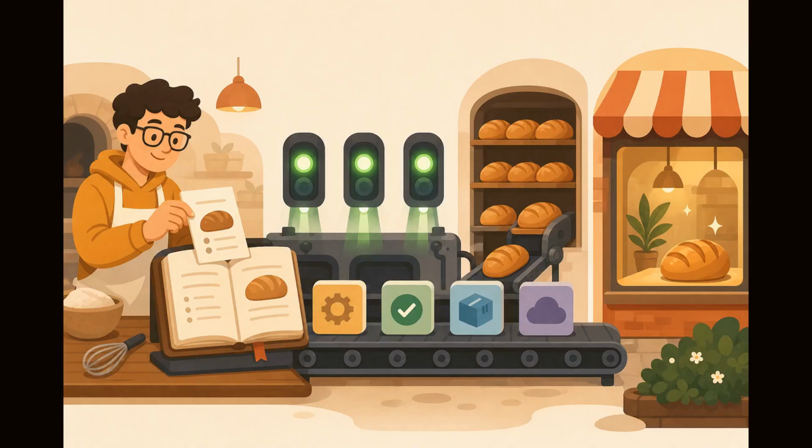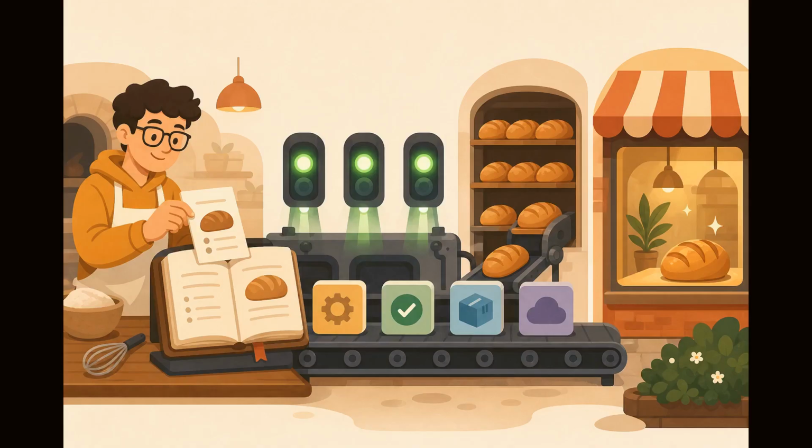CD has two common meanings: continuous delivery and continuous deployment. Both are about getting those tested loaves to customers. Continuous delivery is like having the loaves ready on a shelf at the back of the store, so the manager can push them out anytime. Continuous deployment goes further. If everything passes inspection, the loaf automatically goes to the shop window without human intervention.